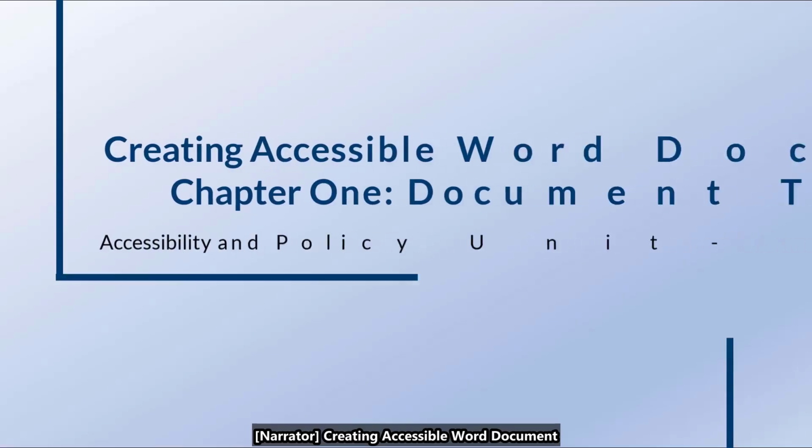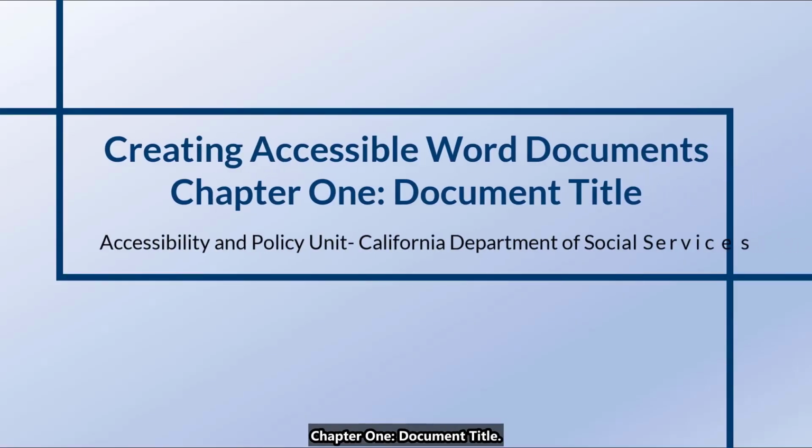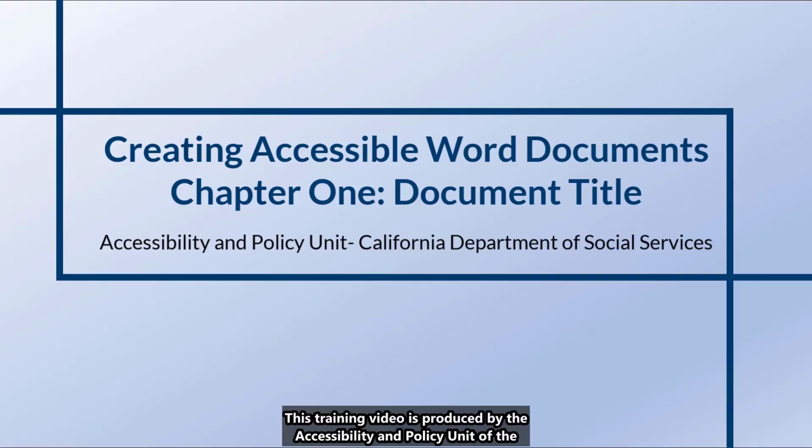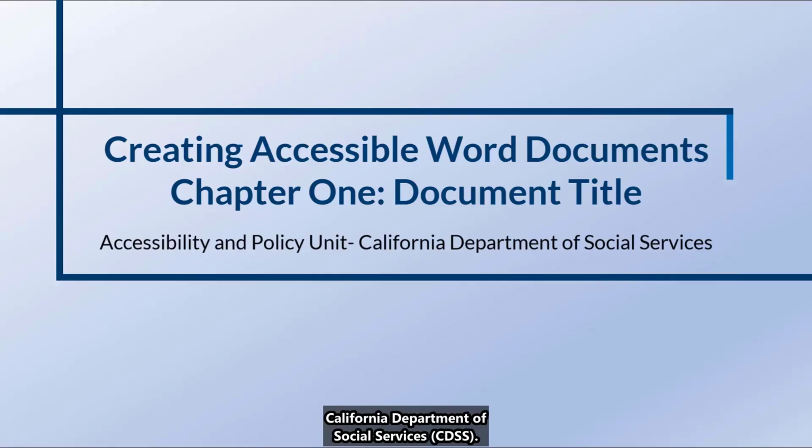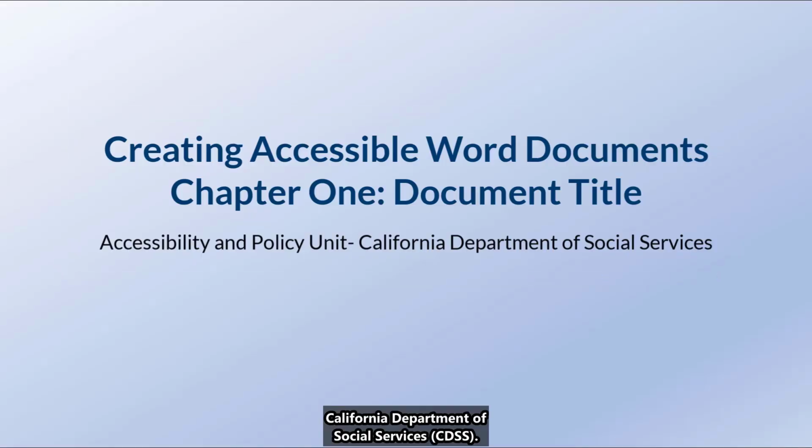Creating Accessible Word Documents. Chapter 1, Document Title. This training video is produced by the Accessibility and Policy Unit of the California Department of Social Services, CDSS.